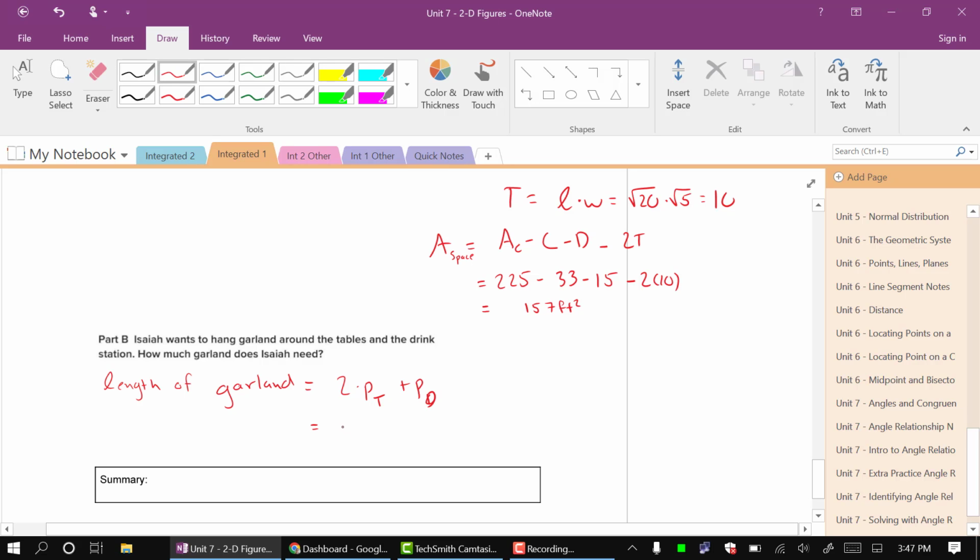So this is going to be 2 times the square root of 10 plus 2 times the square root of 5, plus for the drink station, this is going to be 6 plus 5, plus we've got to find that last side of the drink station. So the last side of the drink station is the square root of 15 minus 9 squared plus 5 minus 0 squared. And when we put all that in, we're going to get 45.6 feet of garland.